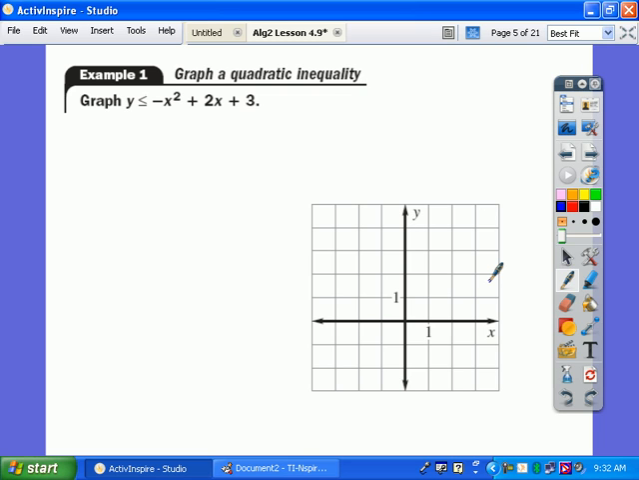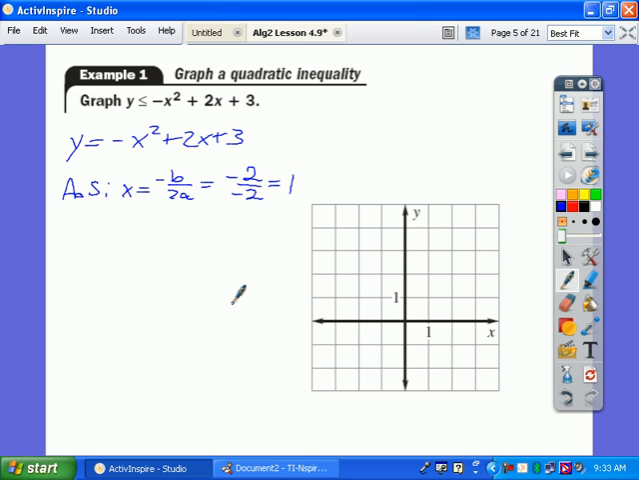Okay, so step one, we graph the equation y equals negative x squared plus 2x plus 3. And the way that I'm going to start this is by finding the axis of symmetry. So axis of symmetry, AOS, x equals negative b over 2a, which is negative 2 over negative 2. So the axis of symmetry is just 1. Okay, so that tells us our quadratic's going to go along this line.